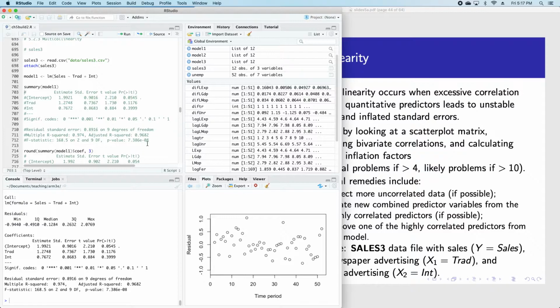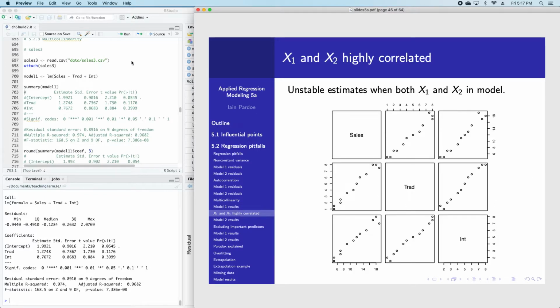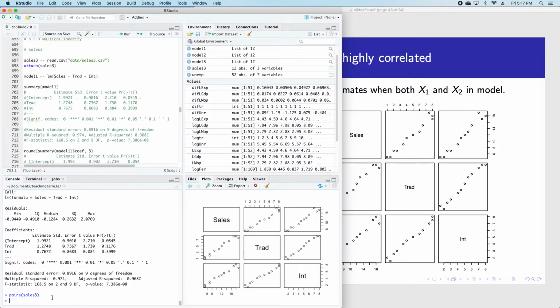I want to look at a graph here. Okay, I'm just gonna do that right here. I'm gonna see if I can do it on the fly here. Okay, there we go. So here's a scatterplot matrix of the three variables: sales, traditional advertising, internet advertising.